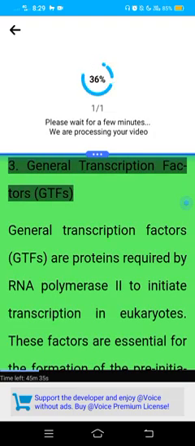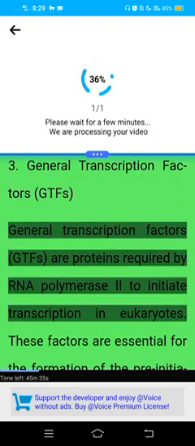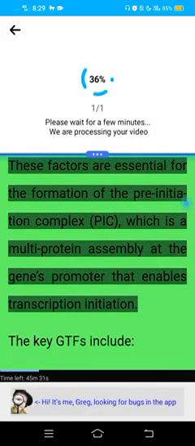3. General transcription factors, GTFs. General transcription factors are proteins required by RNA polymerase II to initiate transcription in eukaryotes. These factors are essential for the formation of the pre-initiation complex, PIC, which is a multi-protein assembly at the gene's promoter that enables transcription initiation.